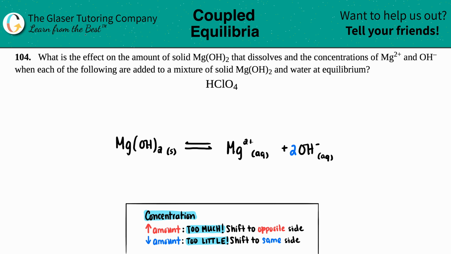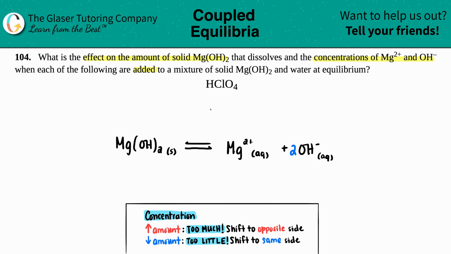104. What is the effect on the amount of solid Mg(OH)2 that dissolves and the concentrations of Mg2+ and OH- when each of the following are added to a mixture of solid Mg(OH)2 and water at equilibrium? And then we have the addition of HClO4.